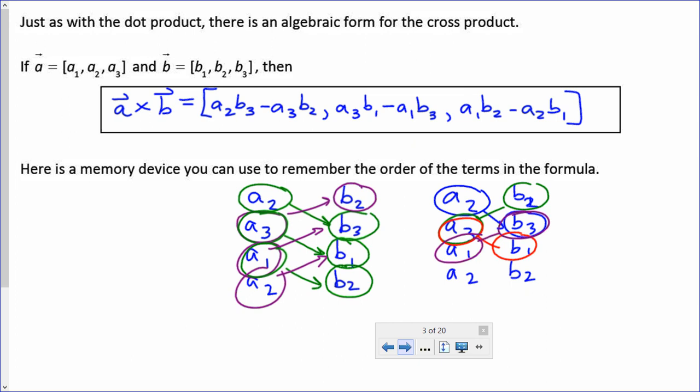Yep. And then last but not least, A1, B2 minus A2, B1. We good? So it's a memorization device. You just have to learn it, because you will be asked to apply that on the assignment. On the assignment, you can just refer to the formula, but on the exam, you will be asked to calculate a cross product at some point.